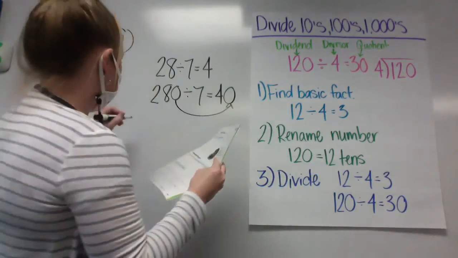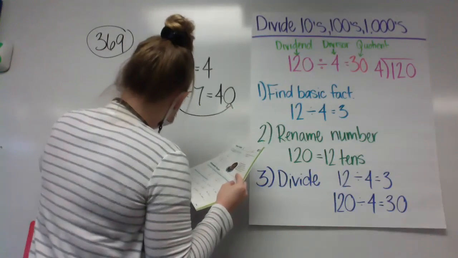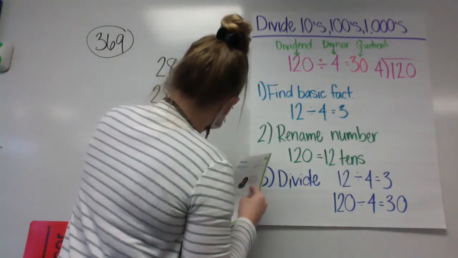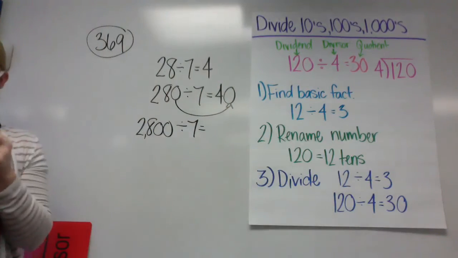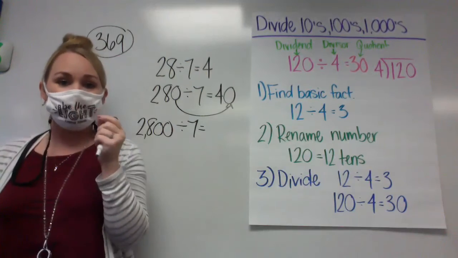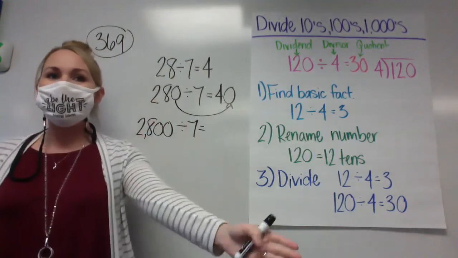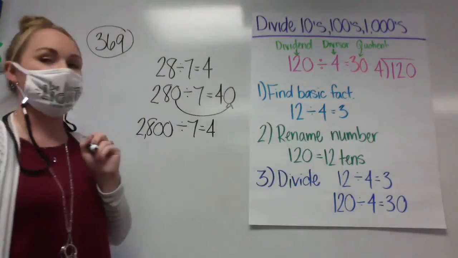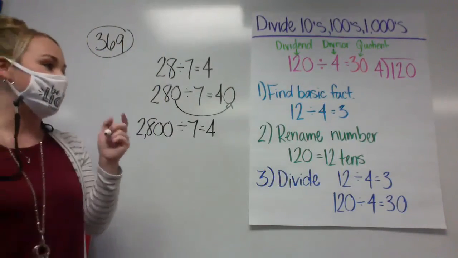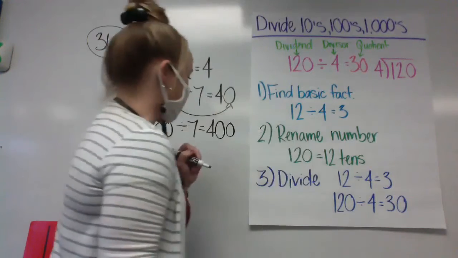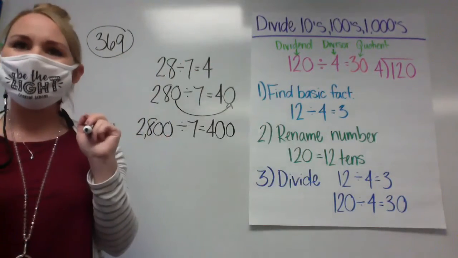Then we've got 2,800 divided by 7. So now it's the same thing. You just need to know the basic fact here. So we know that 28 divided by 7 is 4. And how many zeros do I have? 2. So the answer is 400. Easy, right? No big deal.